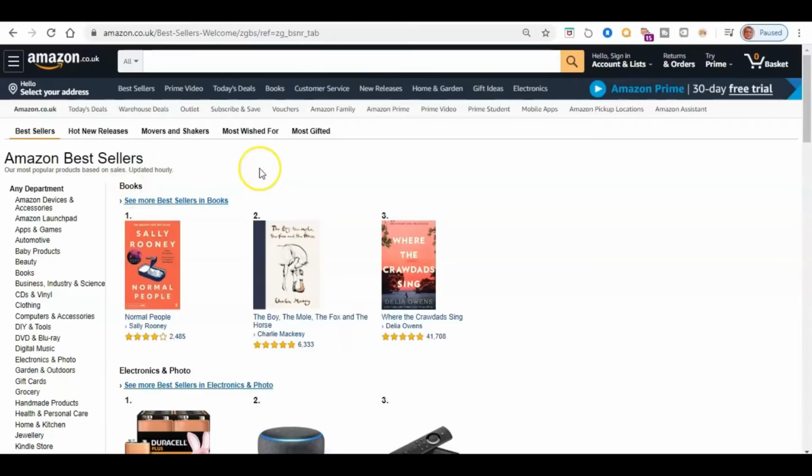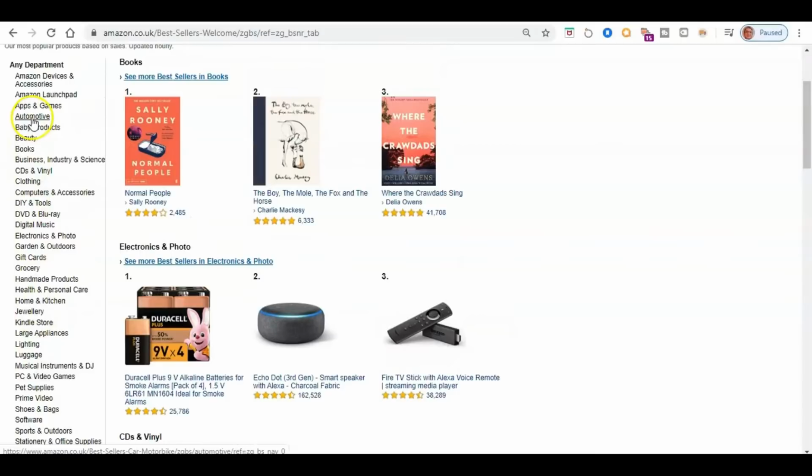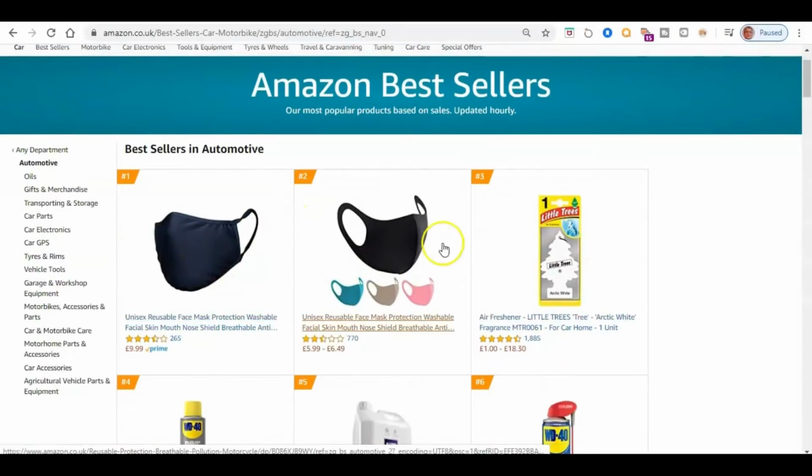What we're really looking for here is categories that we maybe know something about and that we're interested in. So, for example, I won't be selling products in DIY and tools, because that's just not something that I know anything about. If we move down, there may well be sports and outdoors. I'm not really a sporty person, so that's not something that I would focus on. I also don't know very much about automotives, other than what they look like. It's an interesting one. They've got masks up here.